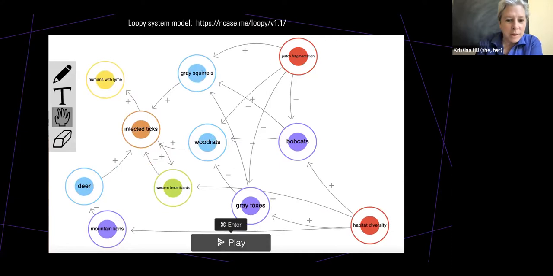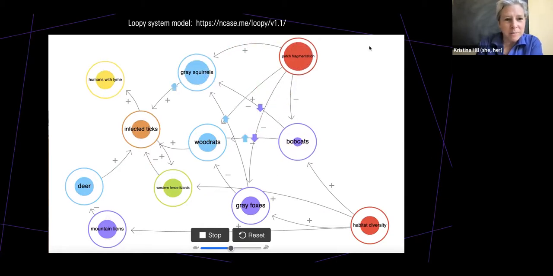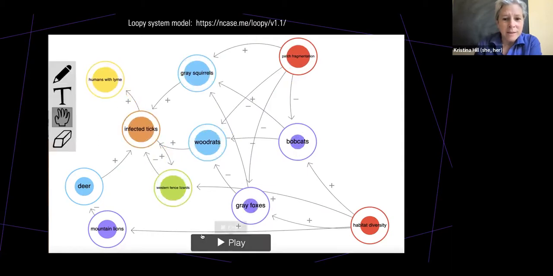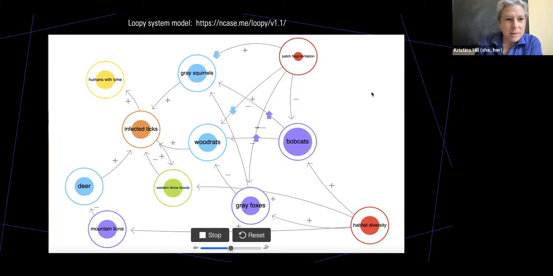Now suppose I play this model by simply increasing patch fragmentation, cutting up our grasslands and woodlands into smaller patches. I get more humans with Lyme and more infected ticks. If I turn that off and go back to decreasing patch fragmentation, just playing this out as a system, I get fewer humans with Lyme and fewer infected ticks. So this is how species fit into a system.